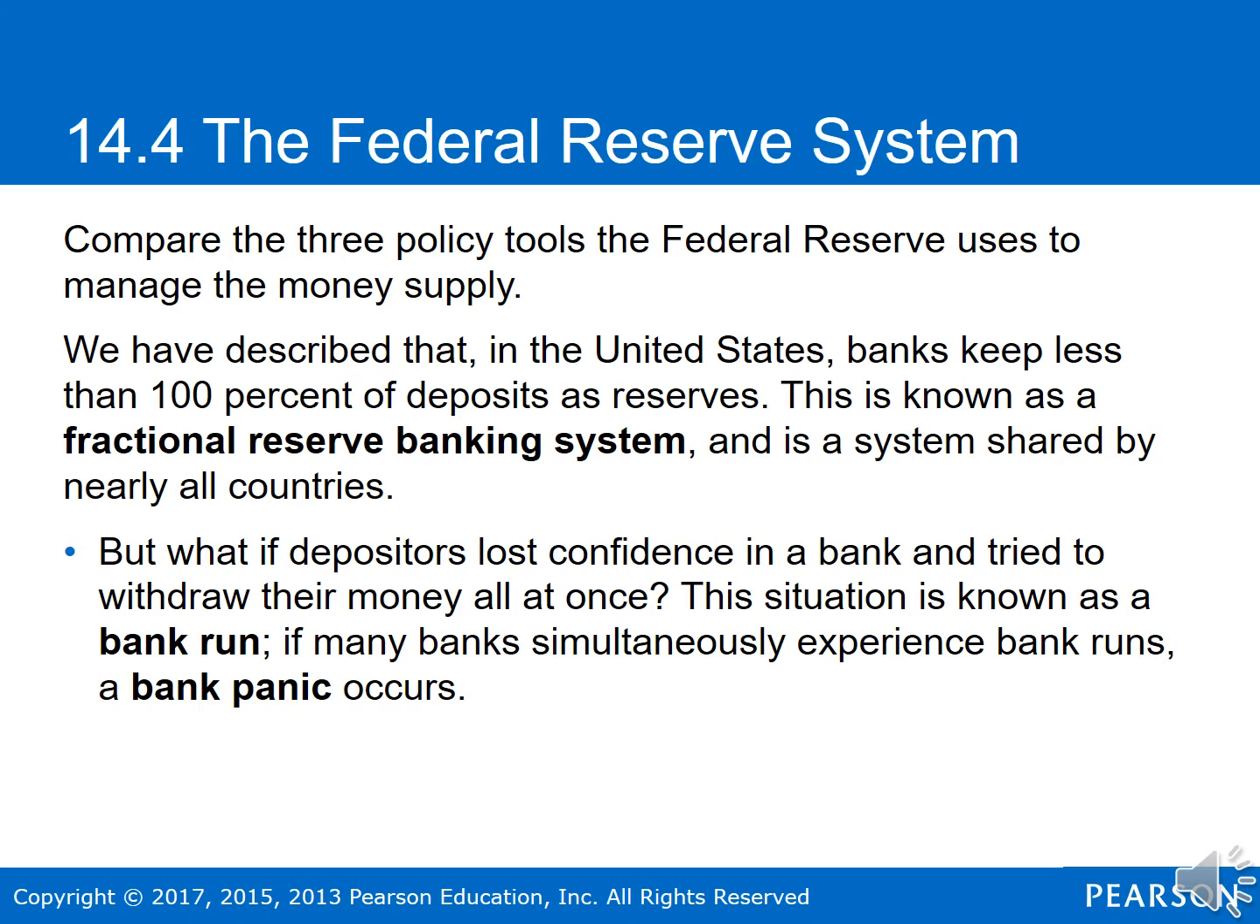So we described in the previous lecture that in the United States, banks keep less than 100% of their deposits on hand as reserves. Typically, banks loan out about 90% of the deposits they have, or they invest that money in other assets in order to earn a profit. This is called a fractional reserve banking system, where only a portion of the reserves are kept on hand, and the rest are invested so the bank can profit. And pretty much all countries have a fractional reserve banking system.